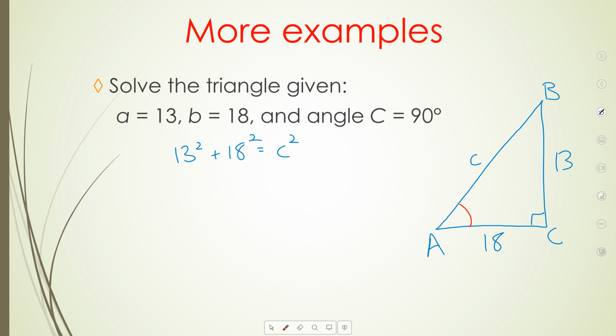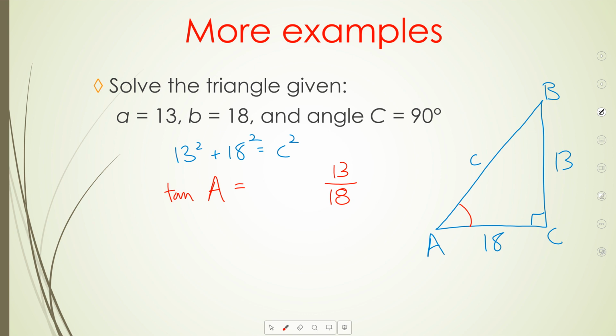I know the 13. The 13 is the opposite side from angle A. I have the 18. The 18 is the adjacent side to angle A. Therefore, which trig function am I using? Which one uses opposite and adjacent? Tangent, beautiful. Tangent of angle A is equal to, leave a gap, 13 over 18.